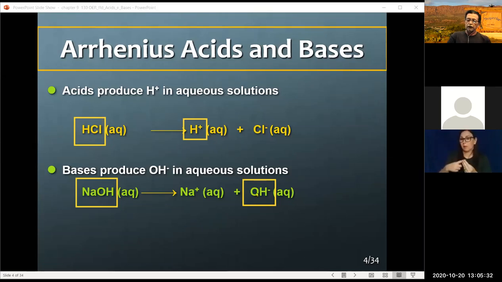Now, with respect to the other definition, the Brønsted-Lowry, the Arrhenius definition deals specifically with the hydroxide polyatomic ion. It kind of limited the definition, because there are compounds out there that are basic in nature but have nothing to do with the hydroxide.